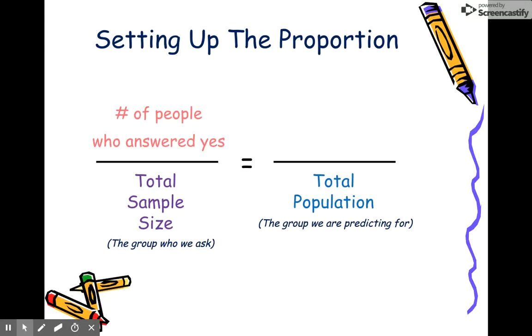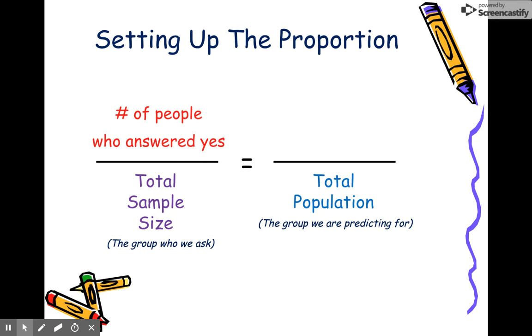Then the next thing on the top of this fraction is going to be the number of people who answered yes to your question. So for example, if your question on your project was, do you like dogs? And 13 out of 25 said yes, the number of people that said yes, which is 13, is going to go on top, and our sample size is on the bottom.